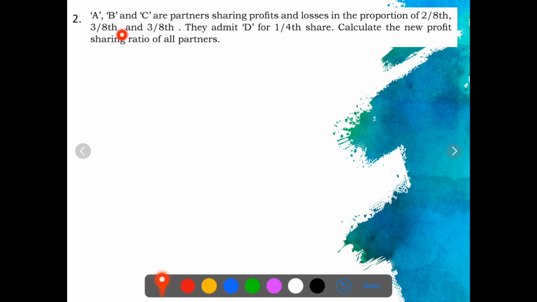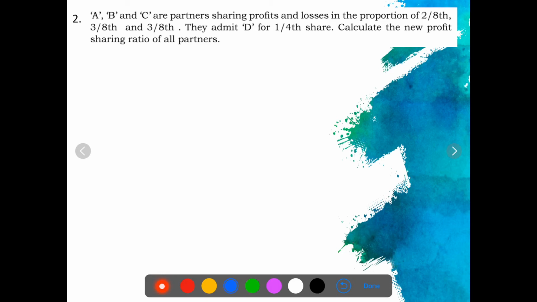Question number 2. A, B and C are partners sharing profits and losses in the proportion of 2 by 8, 3 by 8 and 3 by 8. They admit D for 1/4 share. Calculate the new profit sharing ratio of all partners. Students, this time the presentation of the question is slightly different. Let me explain. You will understand very easily.